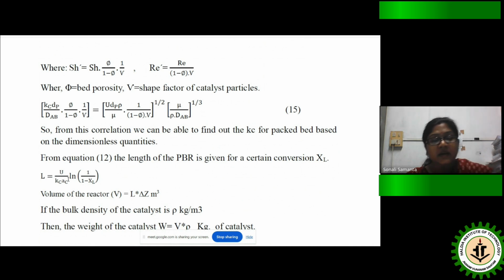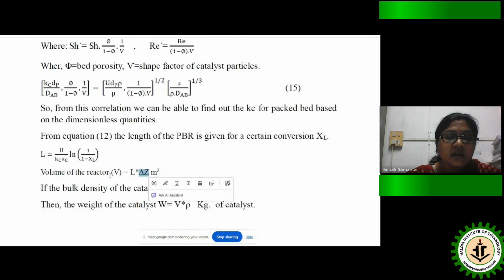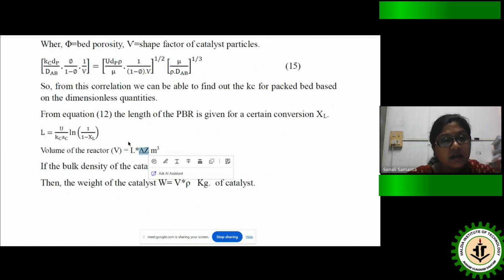So whenever we are trying to find out the length of the packed reactor, sorry, there is one mistake here. Instead of delta Z, you multiply by L into Ac, where Ac is the cross-sectional area of the packed bed. L into Ac, the cross-sectional area of the packed bed, gives you the volume of the reactor. So the volume of the reactor is the length of the packed bed into Ac. So ignore this delta Z, I made a mistake here. That is cross-sectional area into length, which gives you the volume of the reactor.